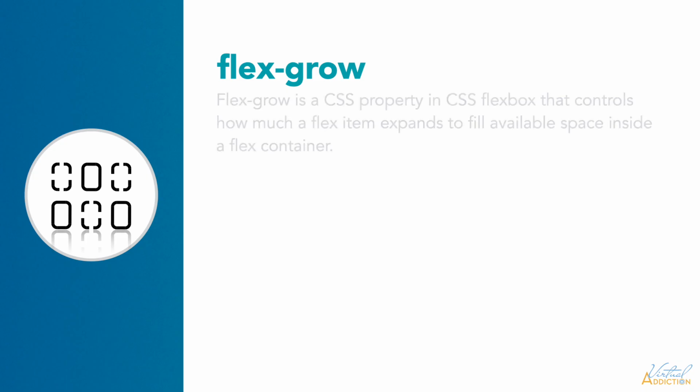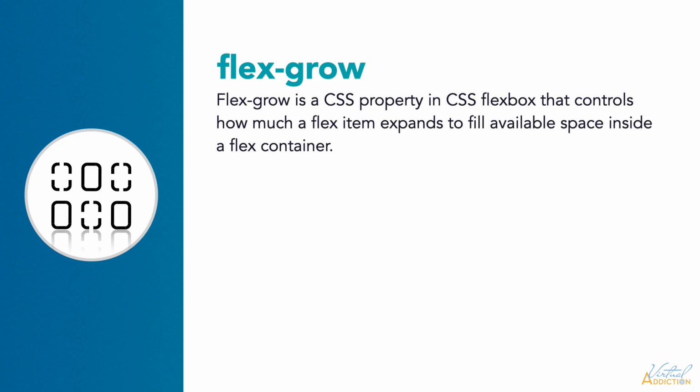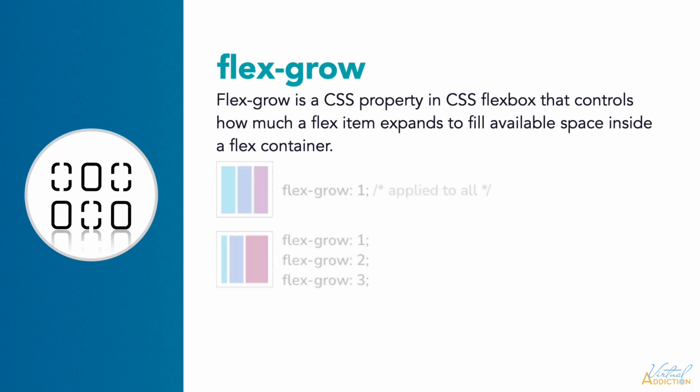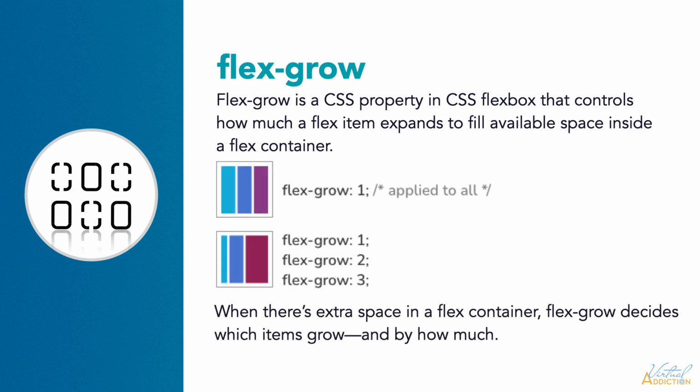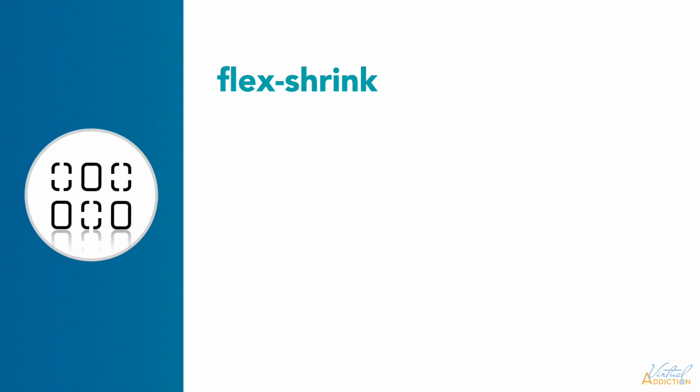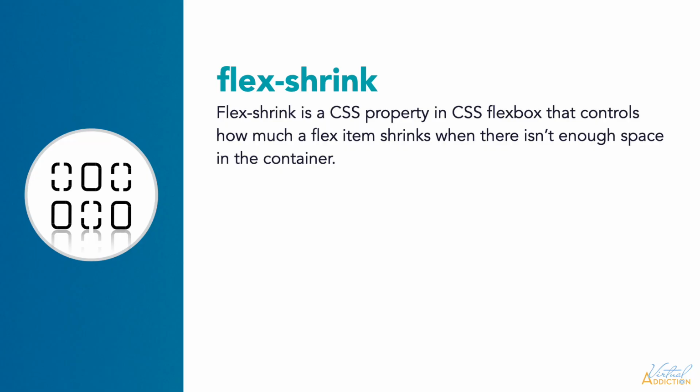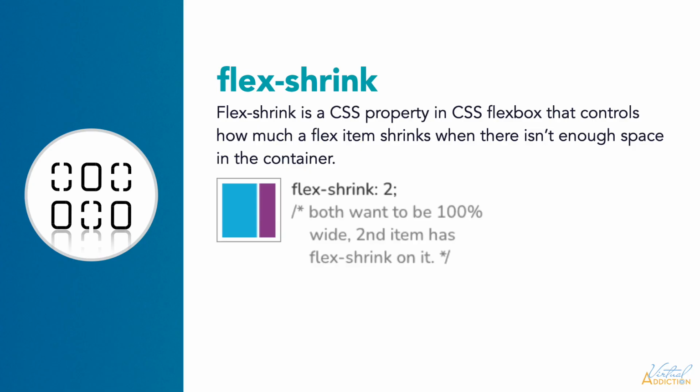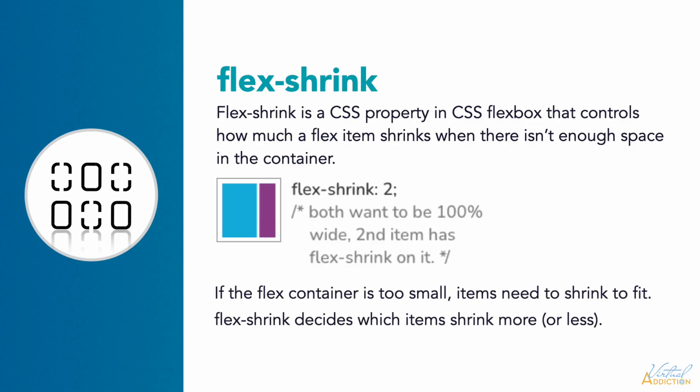The flex grow property controls how much flex items expand to fill available space. You can think of this as if you have leftover pizza slices. Flex grow will decide who gets more slices. The flex shrink property controls how much a flex item shrinks when space is tight. An analogy for this is packing a suitcase. Flex shrink decides which items get squeezed to fit within the container or the suitcase.